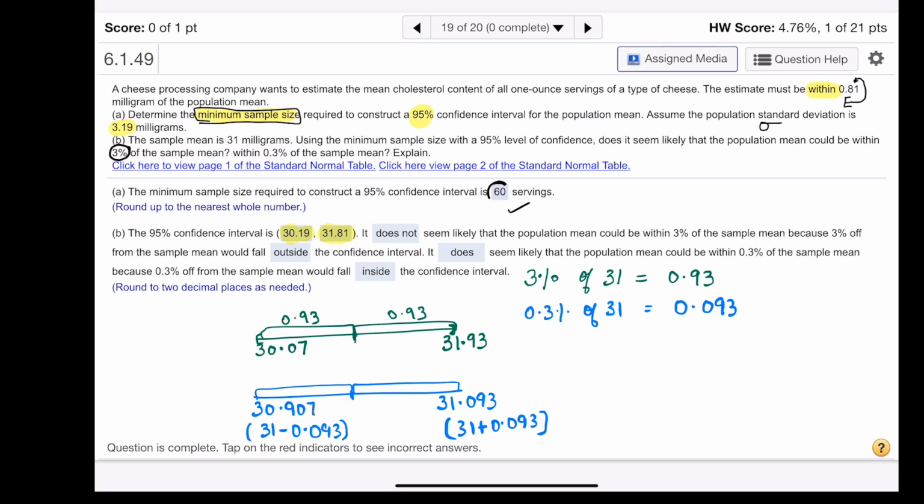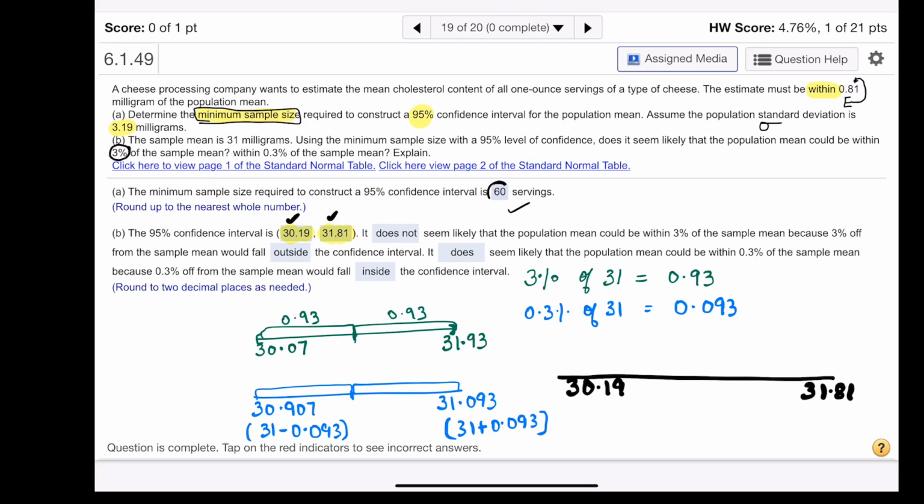Now they want me to check if the population mean lies within 3% or 0.3%. So what I'm going to do is use black color here, and I will draw a line, and I'm going to go ahead and write the actual 95% confidence interval, which is 30.19 and 31.81. First, I'm going to check for the green, which is 3%.